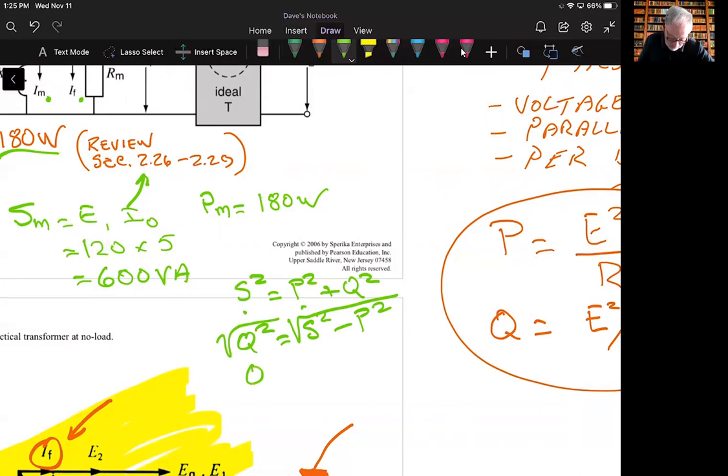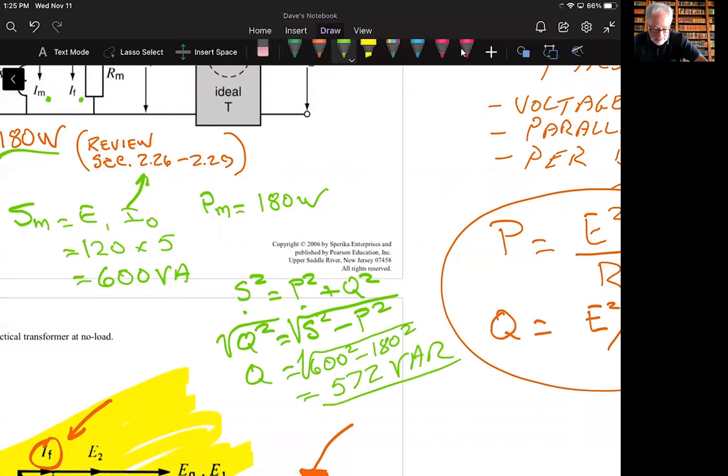Q is equal to the square root of 600 squared minus 180 squared, and that is going to give us 572 volt amp reactive, and that gives us the answer to part A. So that is the total reactive power absorbed by the core in this inductive portion. Okay, let's chew on that for a second.